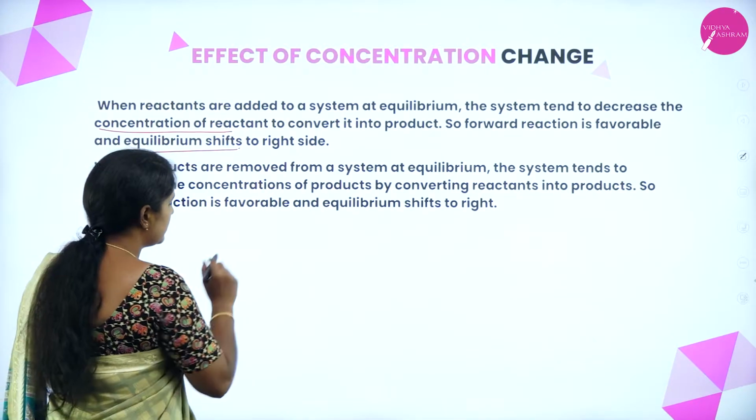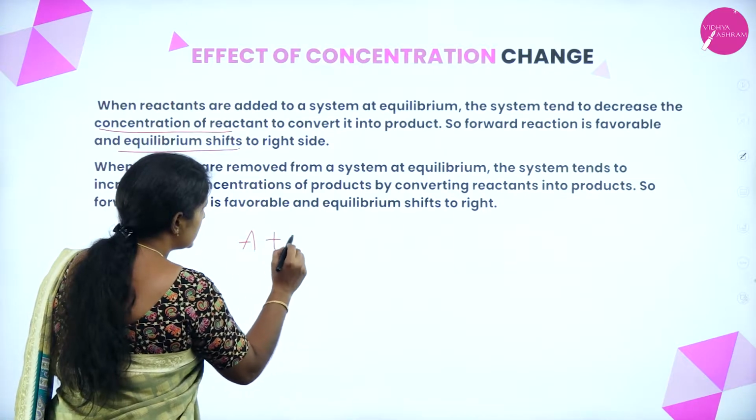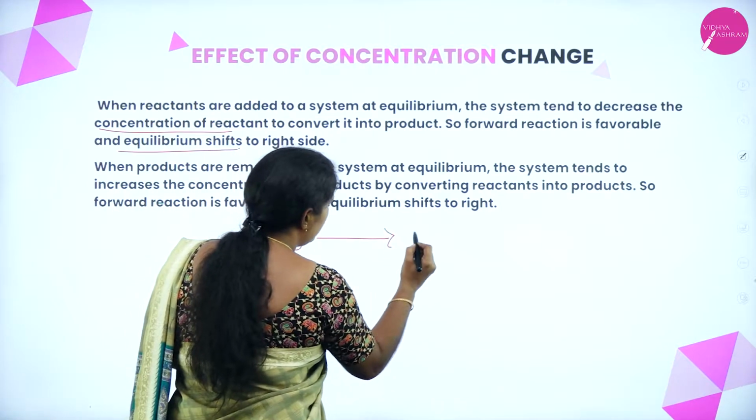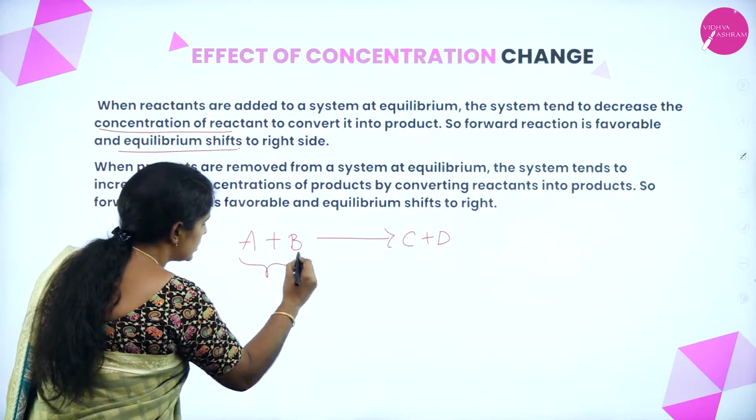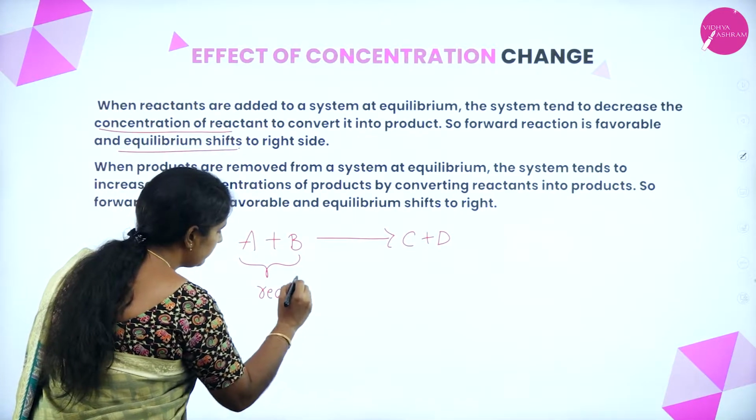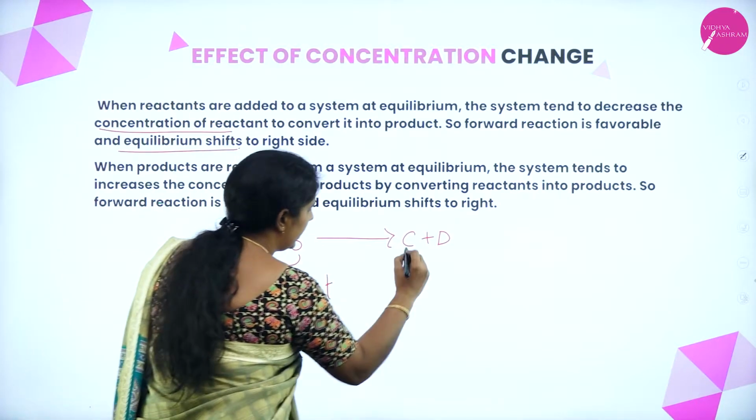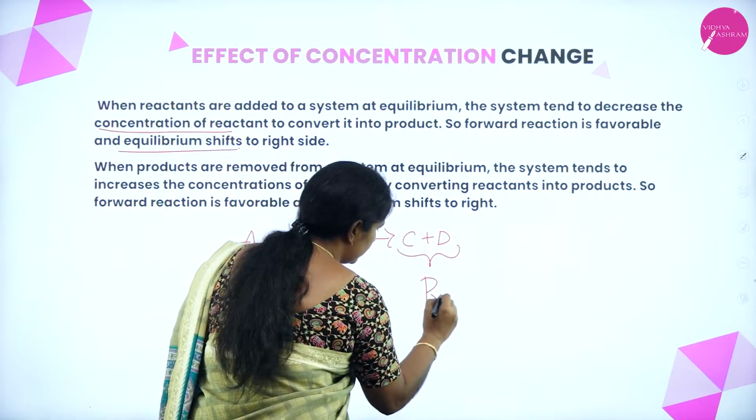I can take an example of A plus B giving rise to C plus D. Okay. Now, we know that these two are the reactants. Correct? And these two are my products.